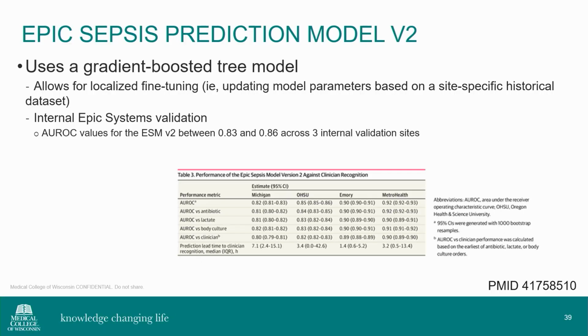The paper that I'm showing you here is a 2026 paper, so it was just published, and it was a 4-center evaluation of the Epic sepsis prediction model, V2. It looked at the University of Michigan, Ohio State, Emory, and Metro Health. They overall see an area under the ROC curve of between 0.83 and 0.86, which again is fairly reasonable levels of overall performance.